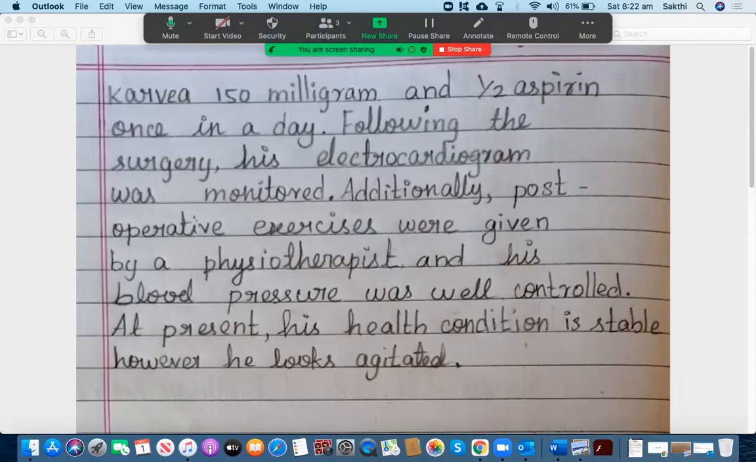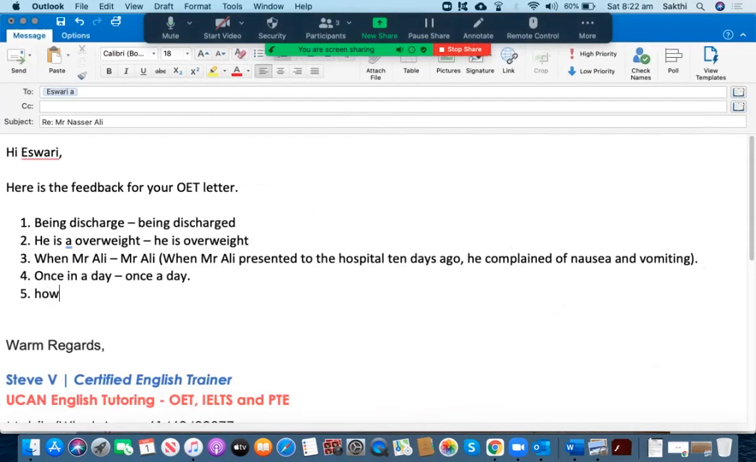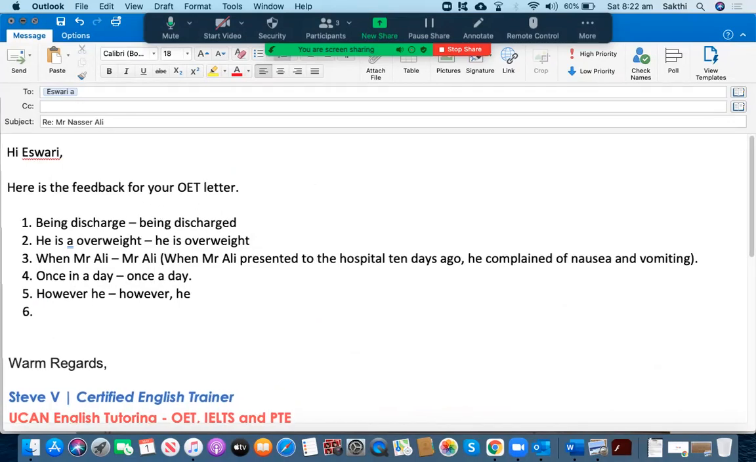Following the surgery, his electrocardiogram was monitored. Additionally, post-operative exercises were given by a physiotherapist and his blood pressure was well controlled. At present, his health condition is stable. However, he looks agitated. So she is able to use most of the sentence structures without any issues, but sometimes the placement of punctuation marks is an issue. So she should have placed "however", comma, "he". Okay, so she should have written "however, comma, he". All right, let's go through the next one.